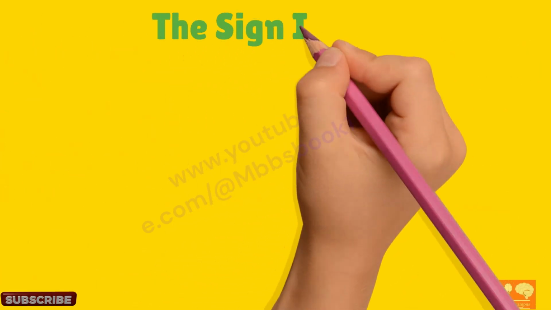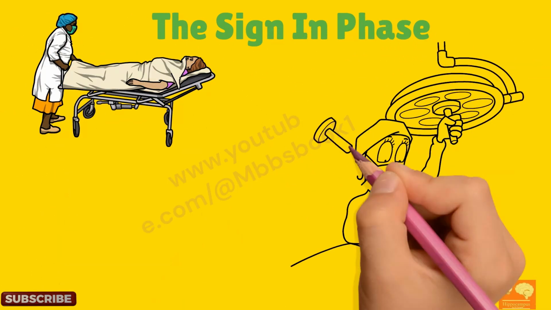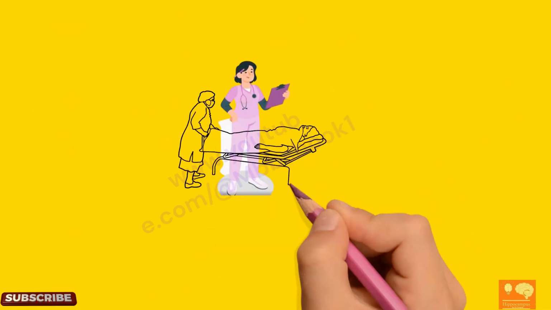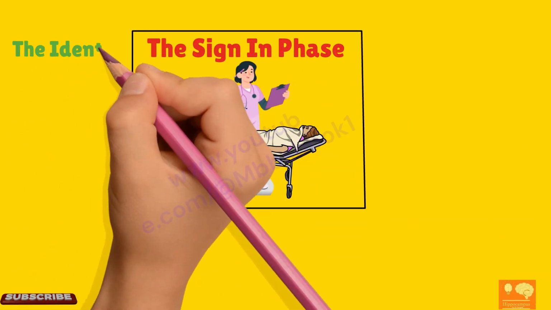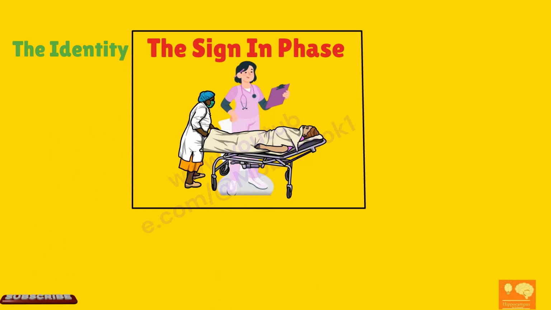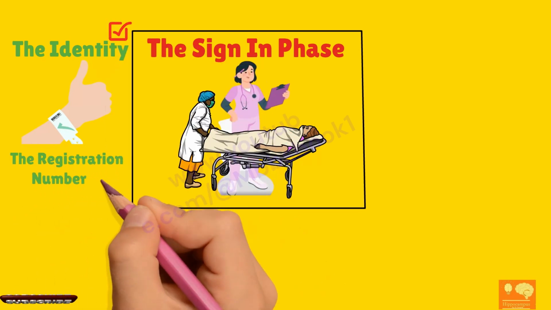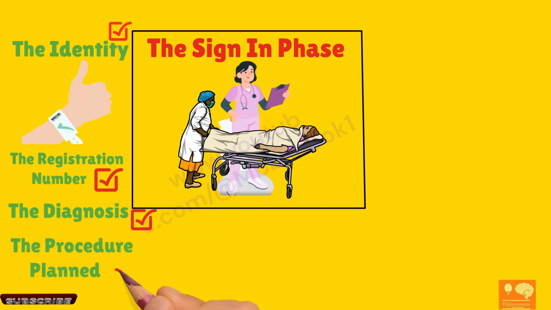The sign-in phase. The sign-in phase is when the patient is shifted from the ward to the OT complex. Now, the OT receiving nurse, or the staff who receives the patient from the ward, will do the sign-in. In the sign-in, the identity of the patient is confirmed. We make sure that we've got the same patient and not somebody else. There is a tag which has the name with the registration number of the patient. So identity is checked, the registration number is checked, the diagnosis is checked, and the procedure planned is checked.